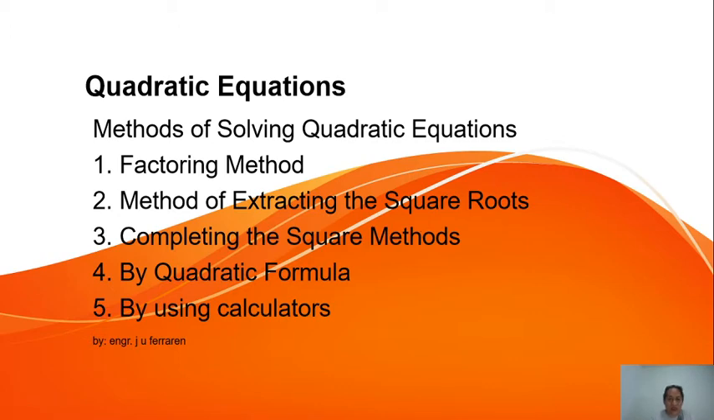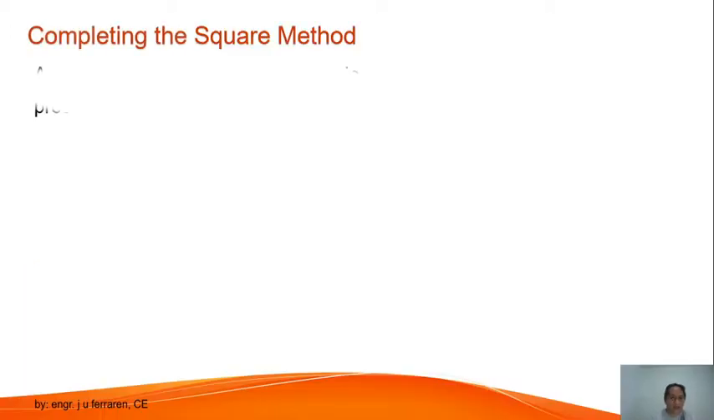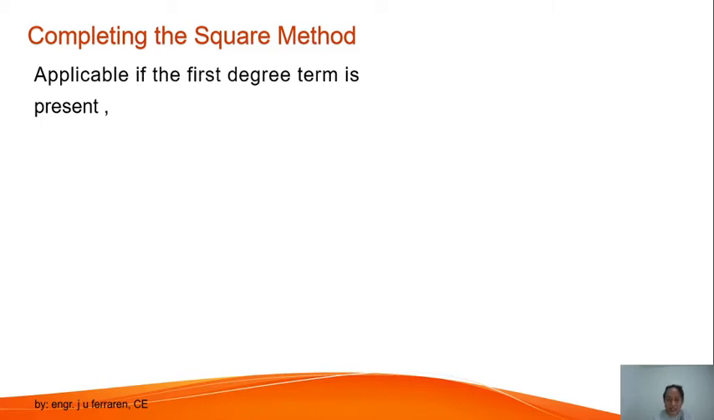So when to use the completing the square method? If you write your equation to follow a standard form. What is the standard form? That is ax squared plus bx plus c equal to 0. So this is applicable if the first degree term is present. The third term is not important. What is important is there is a first degree term and a second degree term.